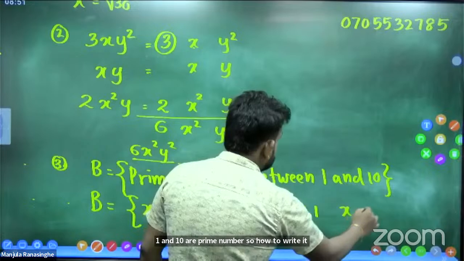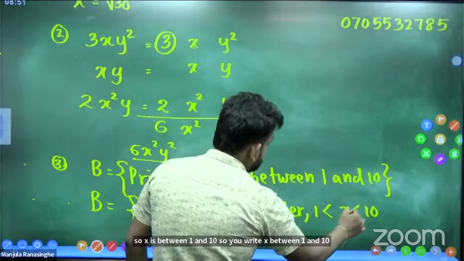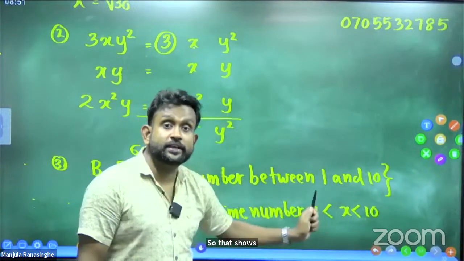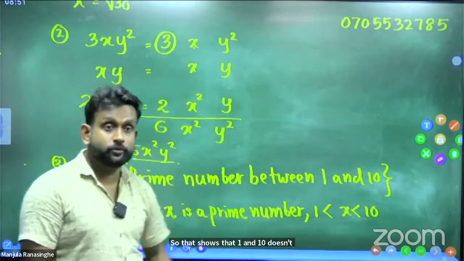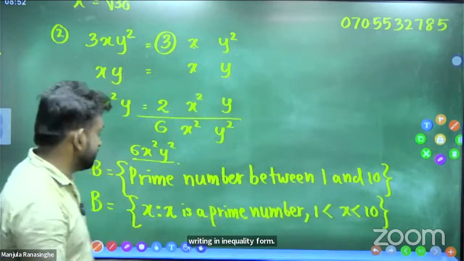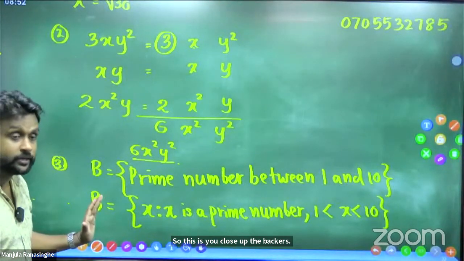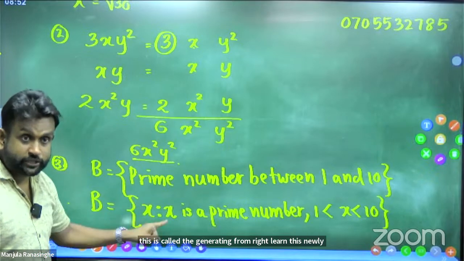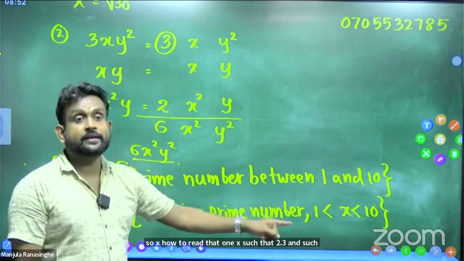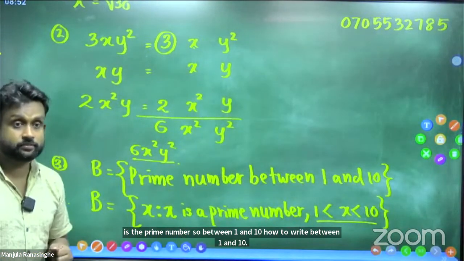So x is between 1 and 10. You write x between 1 and 10 and put these signs there. That shows that 1 and 10 are not included. That is how you write in inequality form. So you close up the brackets. This is called the set-builder form. How to read that one? x such that, the two dots mean such that, x is a prime number. Between 1 and 10, you put the inequality and x is mentioned.